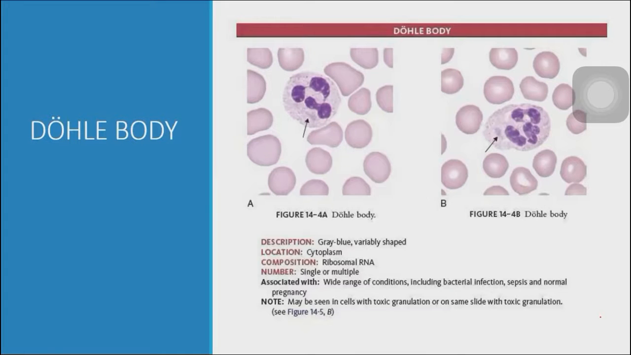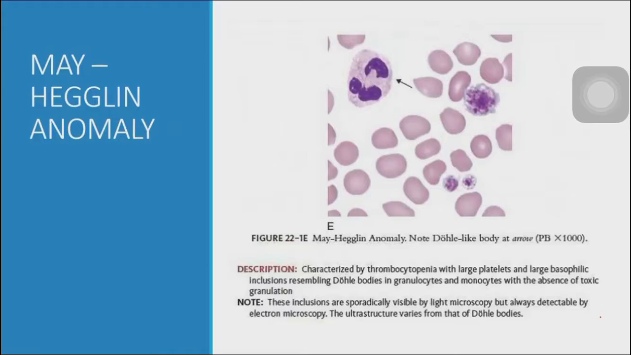So, same lang, again, the conditions associated with toxic granulation. They are seen in severe bacterial infections or sepsis. These Döhle bodies may be confused, of course, with the May-Hegglin anomaly, because in May-Hegglin anomaly there may be pseudo-Döhle bodies or Döhle-like bodies. So why Döhle-like bodies? Because they are not actually Döhle bodies. Döhle bodies are present in severe bacterial infection or sepsis, while pseudo-Döhle bodies or Döhle-like bodies are present in May-Hegglin anomaly.